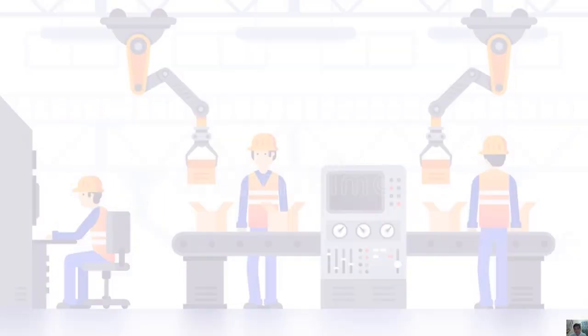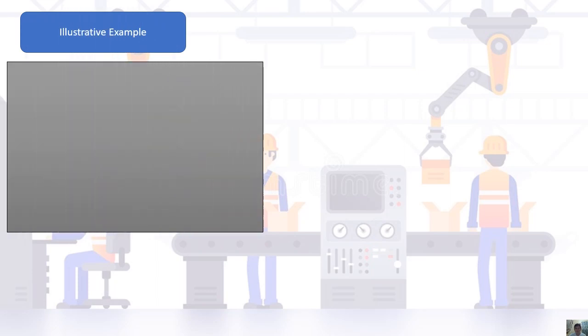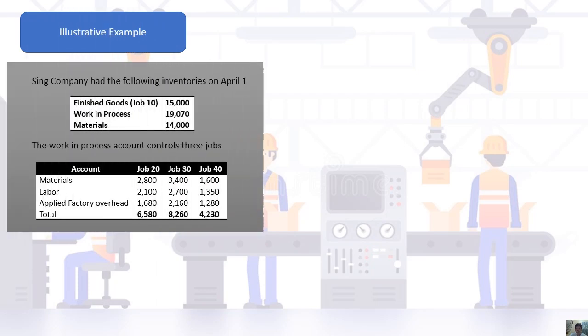Okay, so let's have an illustrative example. So this is a comprehensive one para mag-grasp natin or ma-apply natin yung mga napag-aralan natin from the prior videos. So let's say for example, we have Sing Company. Tapos on April 1, ito daw yung balance ng kanyang mga inventory accounts. Which is yung may finished goods na dedicated sa job number 10 kasi tapos na. Then we have work in process and also have materials.